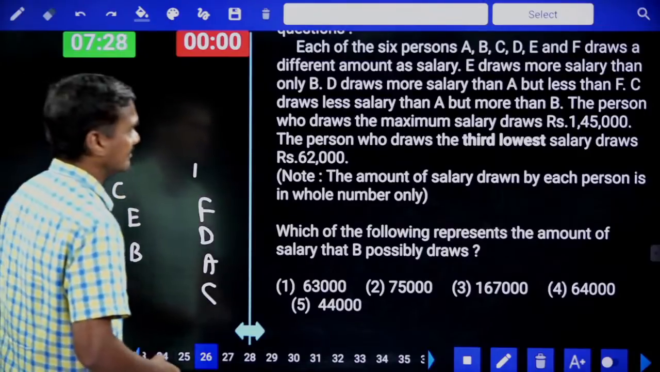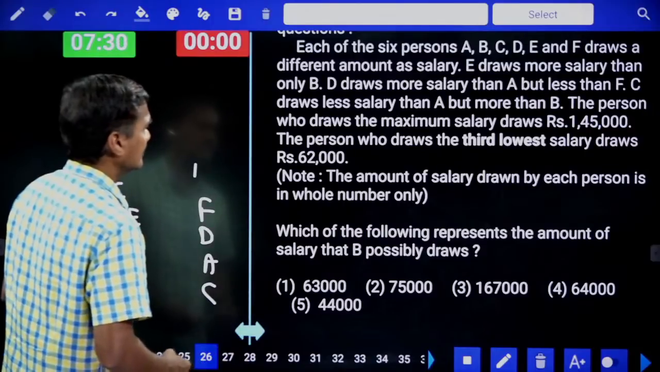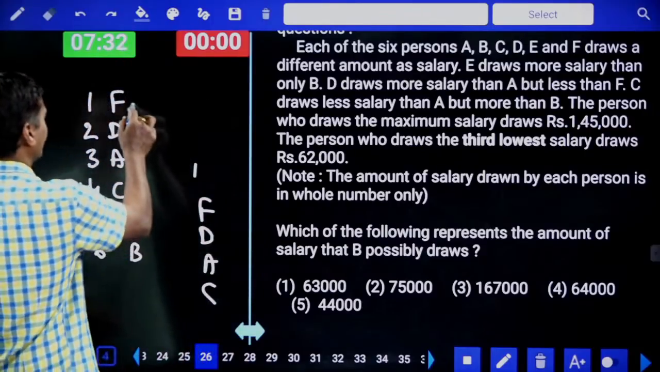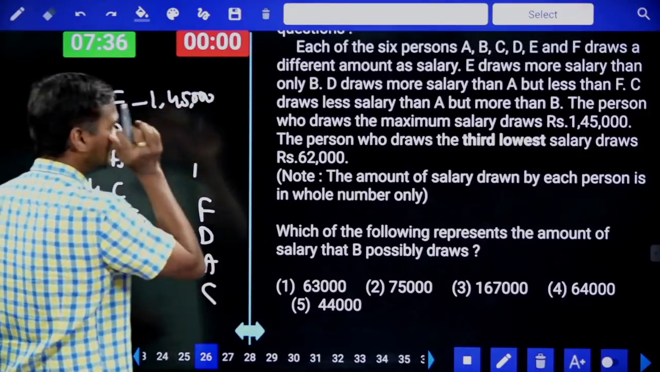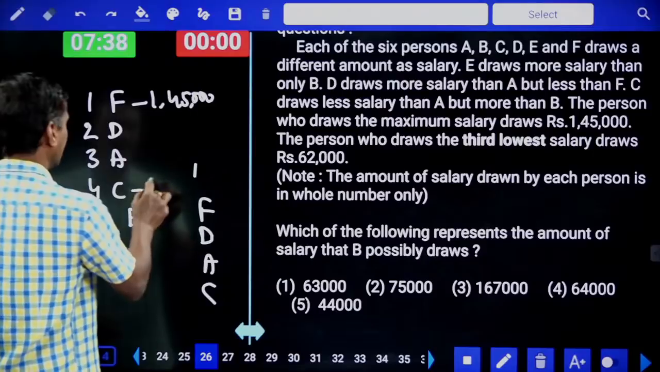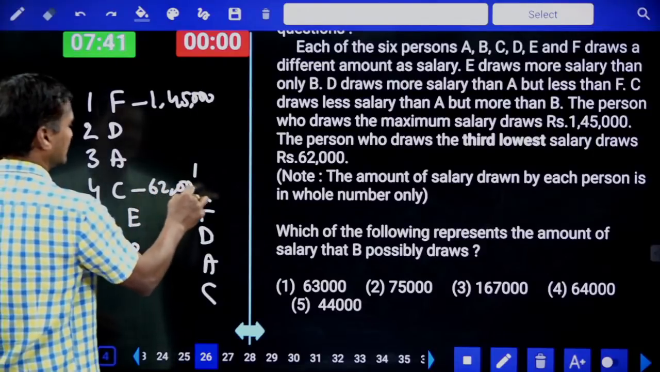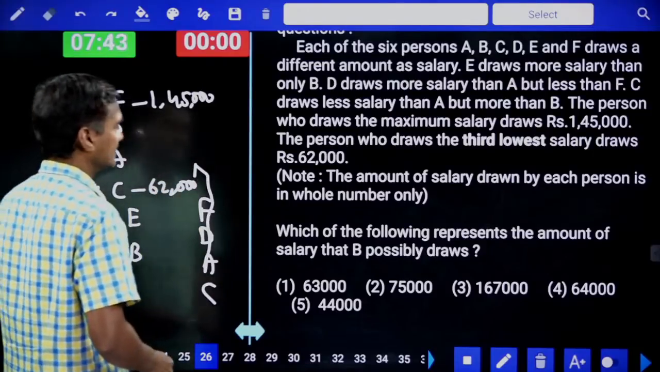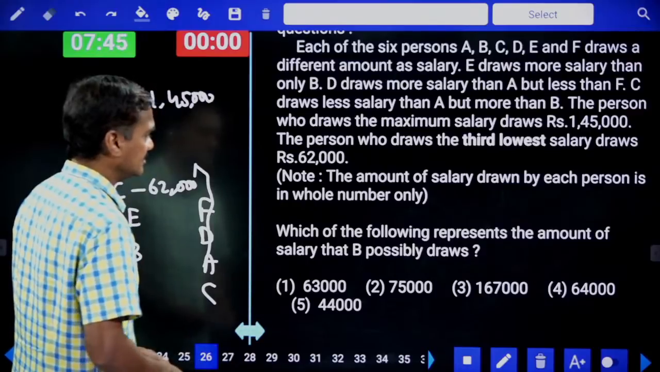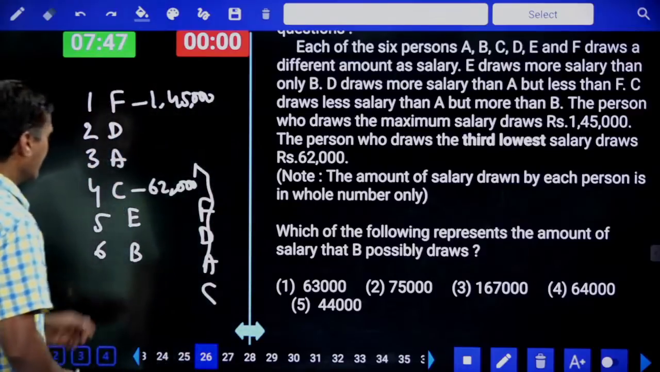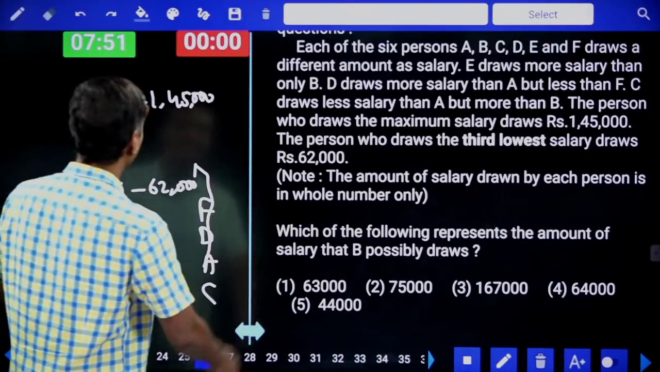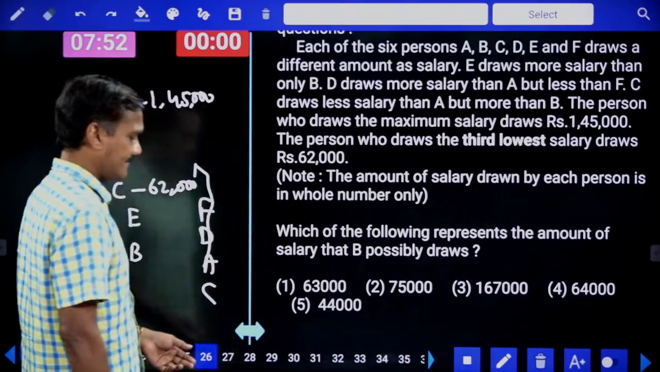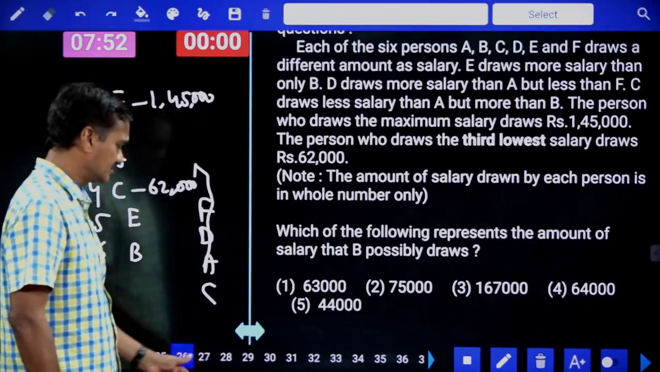Then at the same time, the person who draws the maximum salary draws 1,45,000. And the person who draws the third lowest salary, that is C, draws only 62,000. And this is the information given. Which of the following represents the amount of salary that B possibly draws? Now B is lesser than 62,000, so 44,000, that is choice 5. Clear now? Question number 26, it is choice 5.